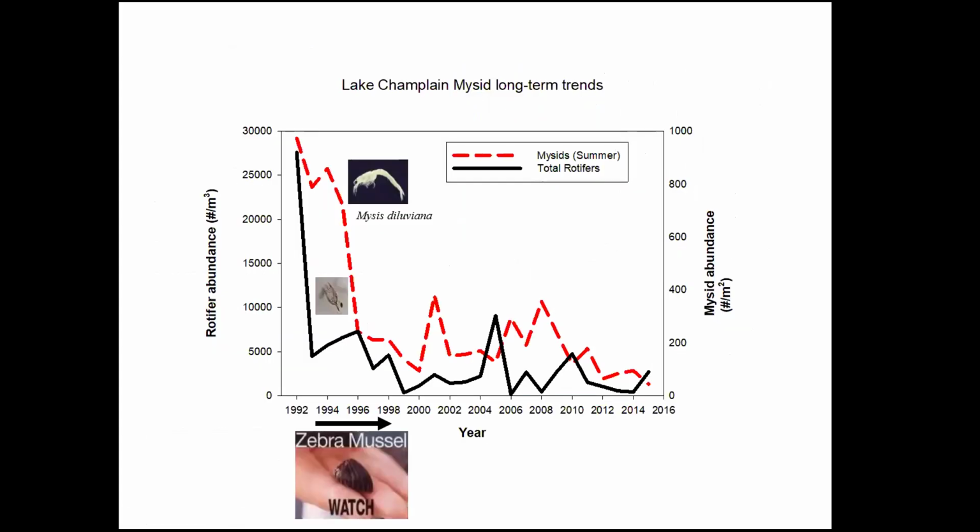Let's stop for a minute and talk a little about some data. This shows the response of rotifers and mysids in Lake Champlain, two of the components of the planktonic community, with a dramatic crash in population numbers associated with the zebra mussel into the lake. We'll talk a little bit more about this later.